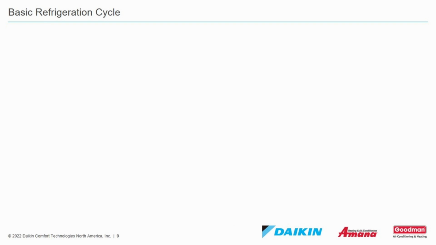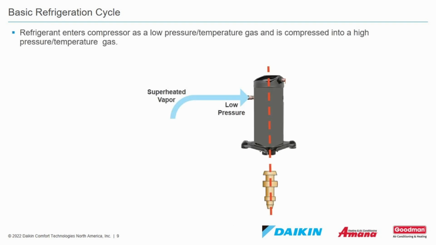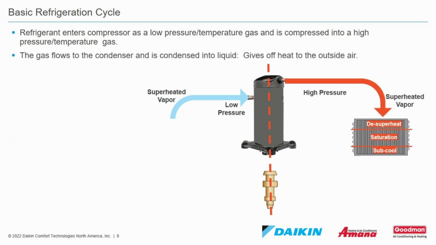So in a basic refrigerant cycle, the refrigerant enters the compressor as a low-pressure, low-temperature gas and is compressed into a high-pressure, high-temperature gas. The high-pressure superheated vapor is then sent to the condenser coil, where it is de-superheated, saturated, and subcooled into a liquid.